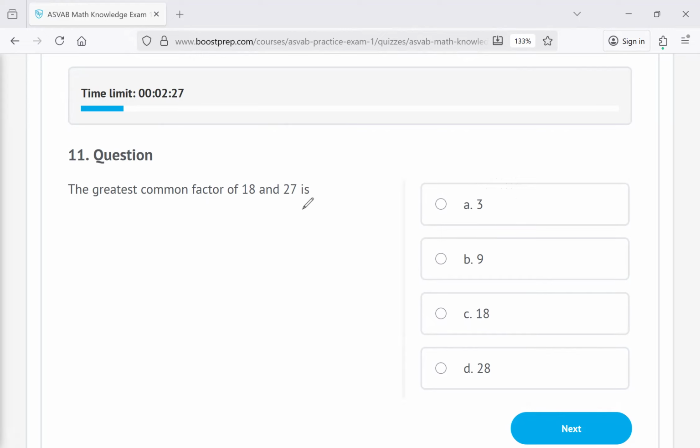Does 3 go into 18 and 27? Yes. But can we go any higher? Yes, we could try 9. Are 18 and 27 divisible by 9? Yes. What about 18? 18 divided by 18 works, but 27 over 18 is a no. So 9 is the only choice. It's a number they're both divisible by, and it has to be the largest, right? So I'm going to say B.